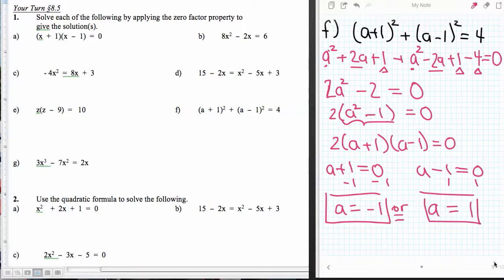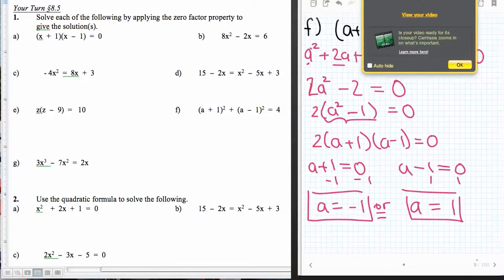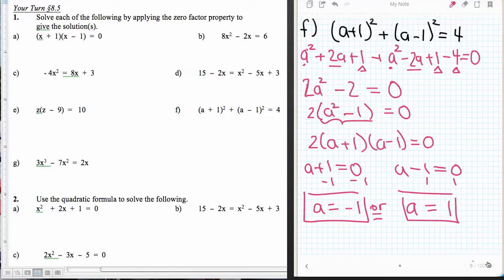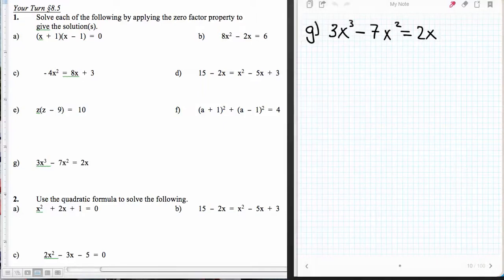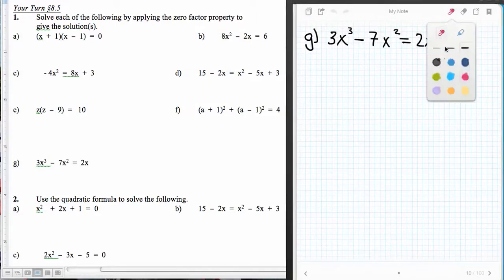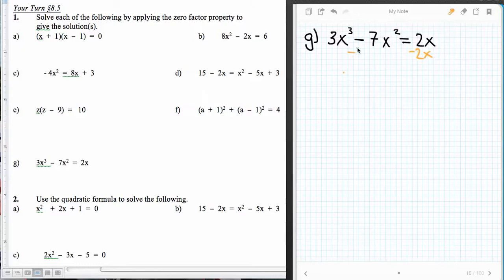All right, now moving on to my part G. My part G, what I'm going to have to do is to have this as a standard form equation first. So that'll be my first task, is to make it into standard form. So I'll need to bring the 2x over here to the other side.